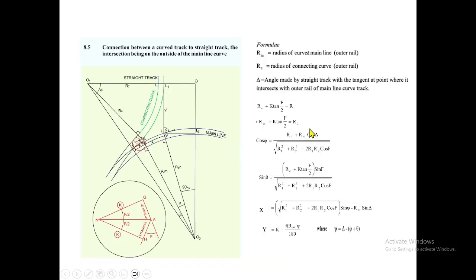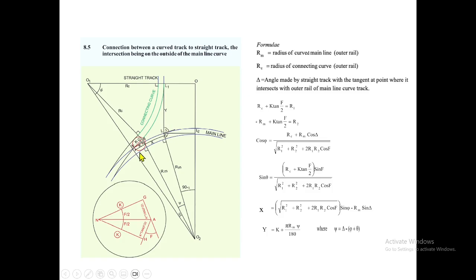As far as this type of connection is concerned, it is also a curved track, but here it is not a similar flexure. In the earlier two cases we saw similar flexure because both the main line and the siding line were flexing in the same direction. But here the siding line is taking off away from the main line, in the opposite direction, so it is a contra-flexure. I used to say it is a contra-flexure type.